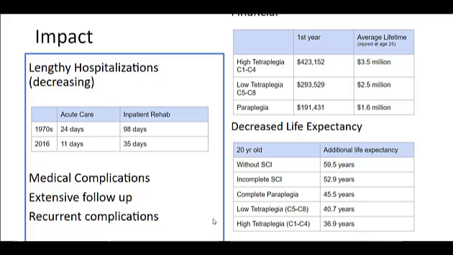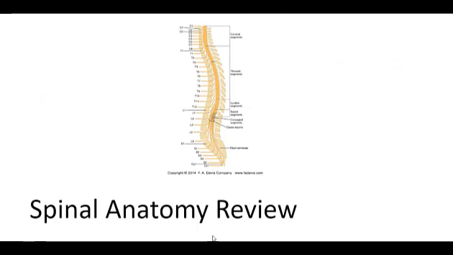And we think about that because they're going to sustain a lot of medical complications along the way, as well as extensive follow-up medical care and recurrent complications based on that level of injury. All right, so we're going to move into some spinal anatomy review, which will help you to understand some of the classifications and some of the specialized syndromes that we might see.